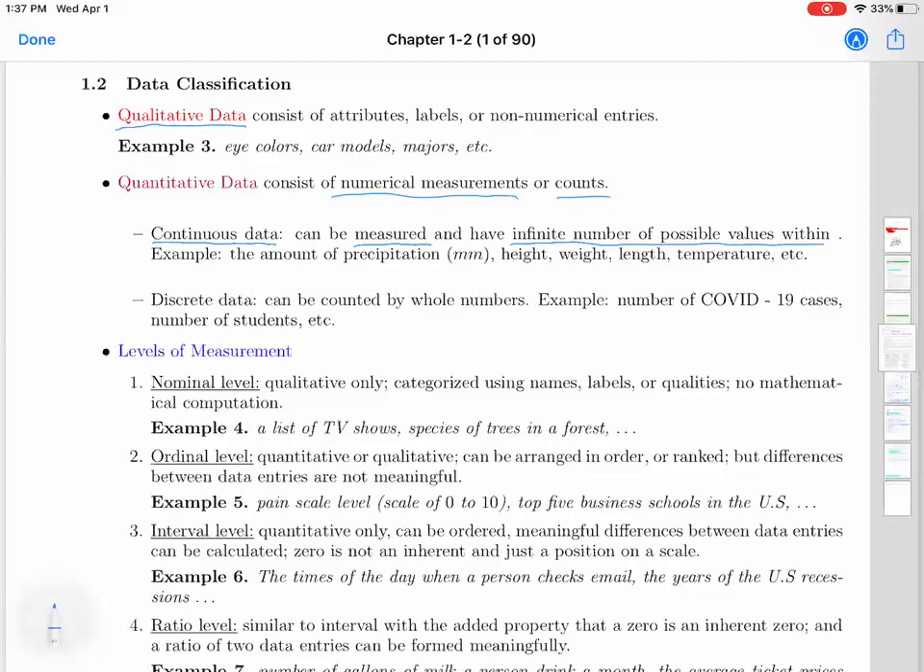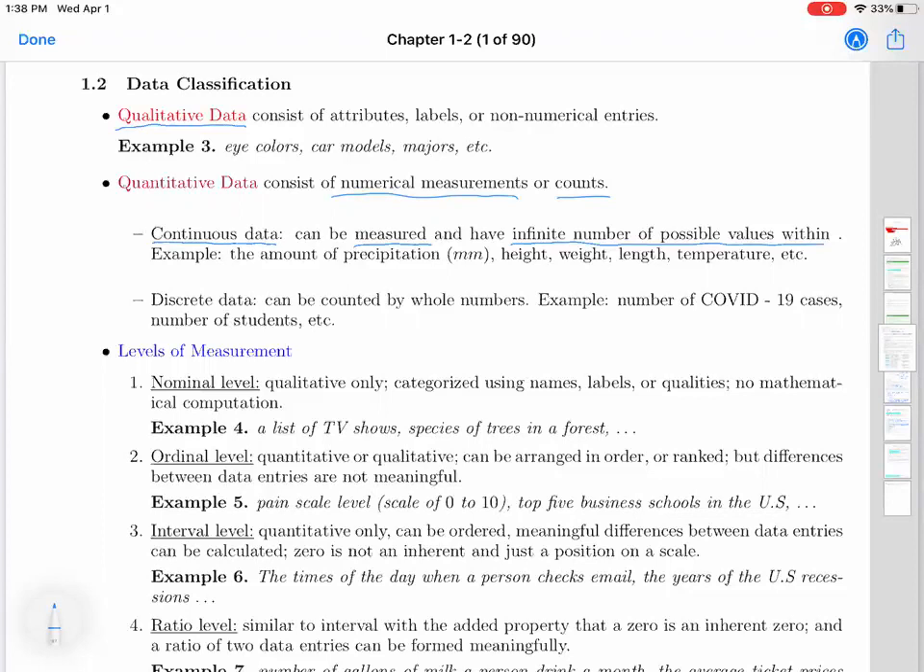The second type of quantitative data is discrete data. Discrete data are data that can be counted by whole numbers. For example, you want to count the number of COVID-19 cases. Updated today, it's something like 80,000. Or the number of students in a particular school or in a particular class, etc. Those are discrete data.